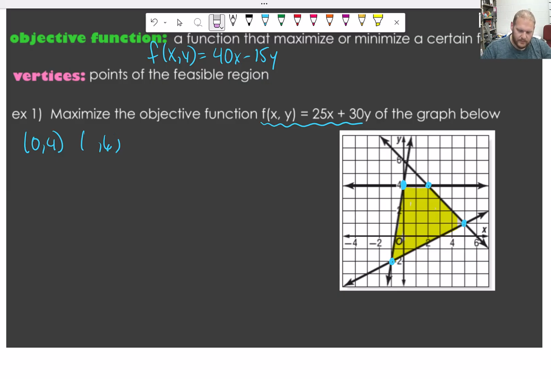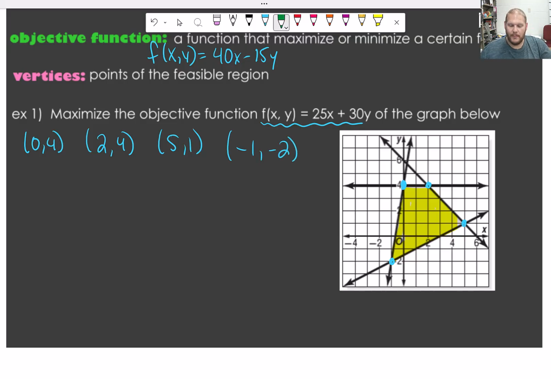Nope, I'm 2 comma 4, still at positive 4 for my y value. Over here we got 5 comma 1. And then -1, -2. Right, those are my 4 coordinates.